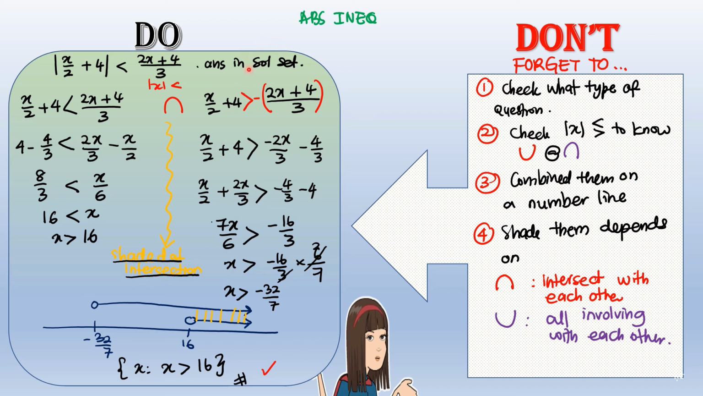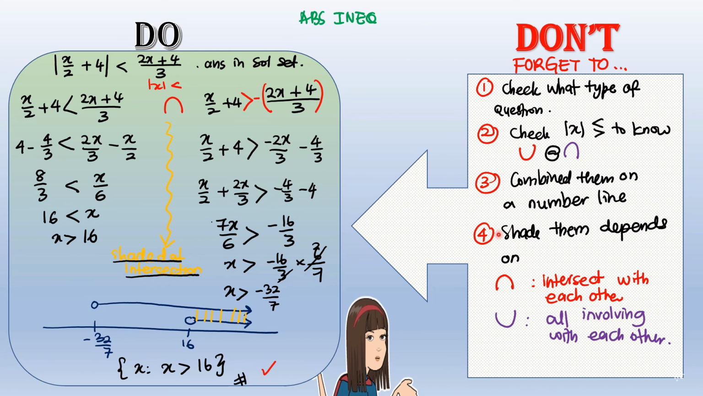Again, the question asks for the solution set. Right? If you write interval form, you will not get marks. Alright? Don't forget to check what type of question and check if it is modulus x greater or less, so we can decide our symbol, or n. Combine them on a number line. Okay, you have to remember this. My hint is if you separate it at the beginning, you have to combine them at the end.